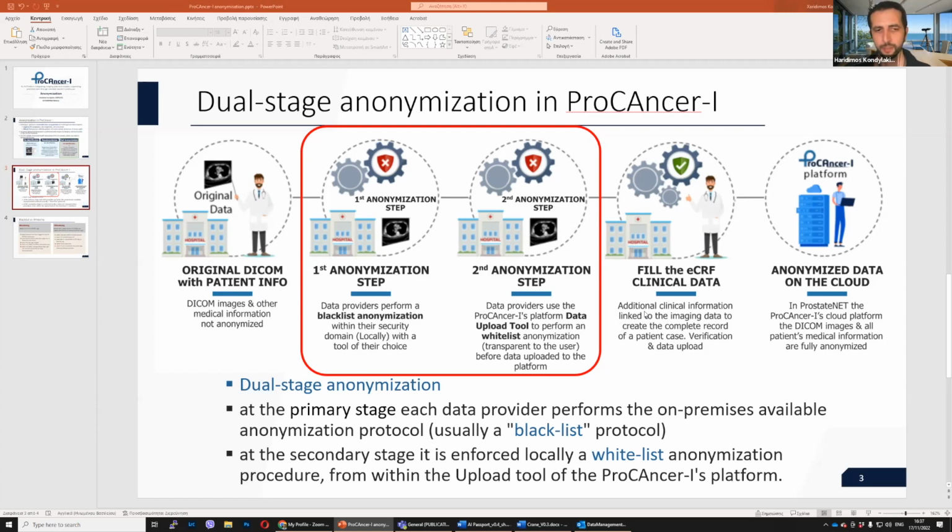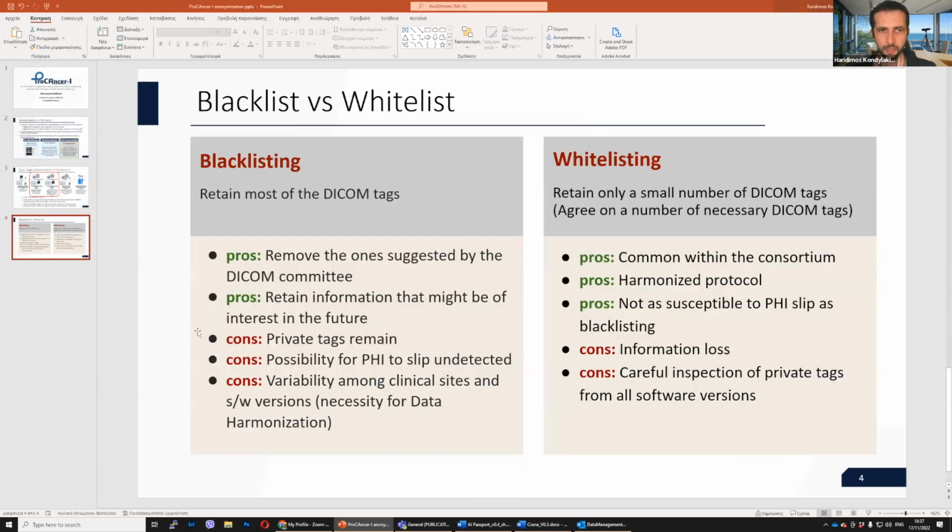So there is a dual stage anonymization, hopefully ensuring that all data that are uploaded are completely anonymized. And regarding the two methods, blacklisting retains most of the DICOM images, and on the other hand, whitelisting retains only a small selected fraction of the DICOM tags. So both of those are being used.